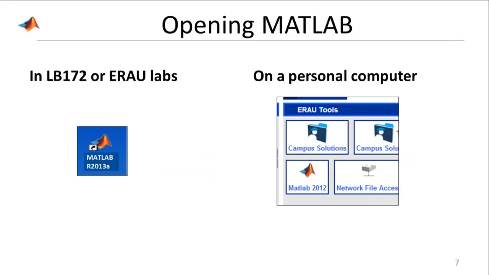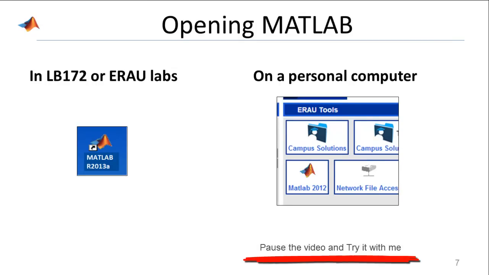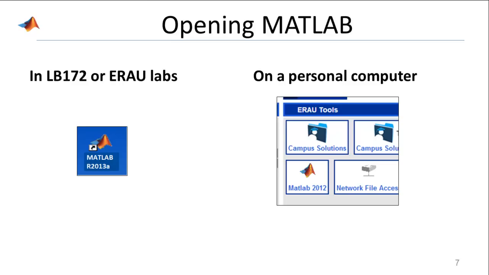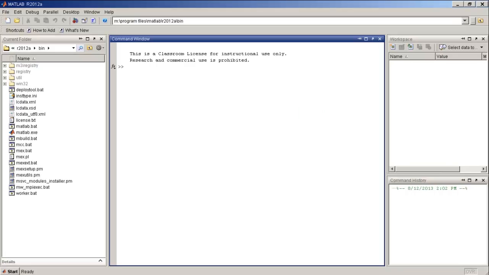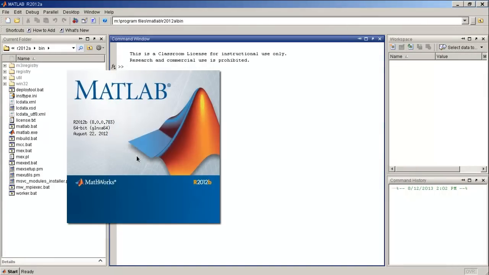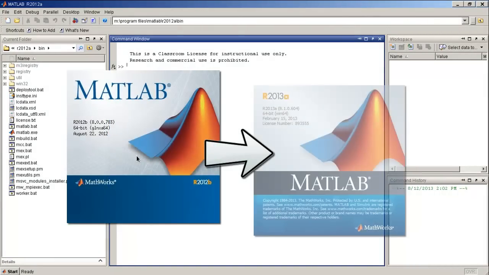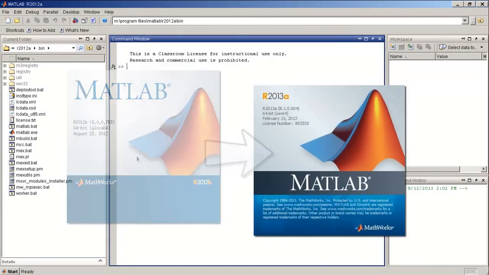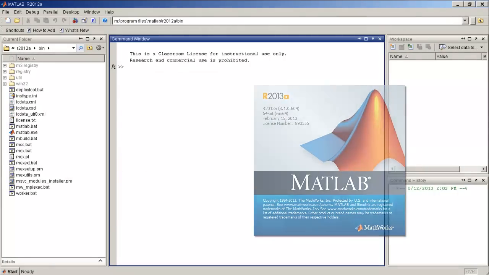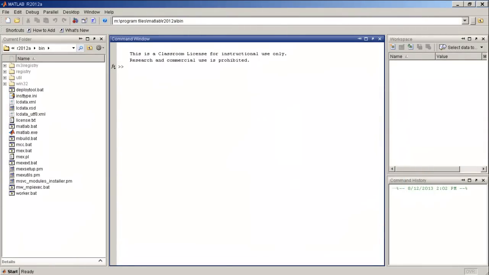So let's go ahead and open MATLAB and discover how it looks. If you're in the lab, go ahead and click on the icon with me. Pause the video. If you're on a personal computer, go ahead and open it through Citrix, but you know it will be slow. Embry-Riddle is currently in the process of switching from 2012 to 2013. Let me show you both versions. You'll see it looks very identical.